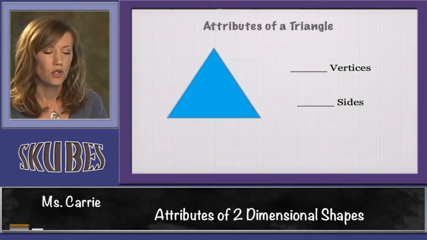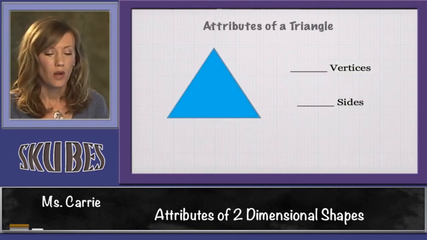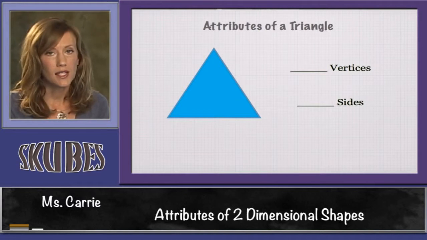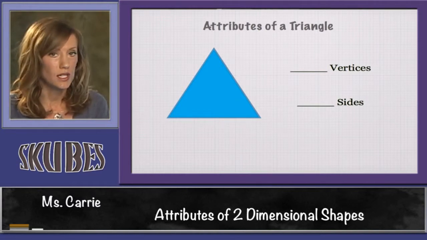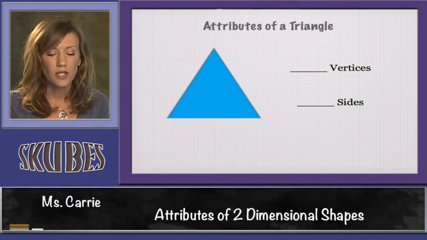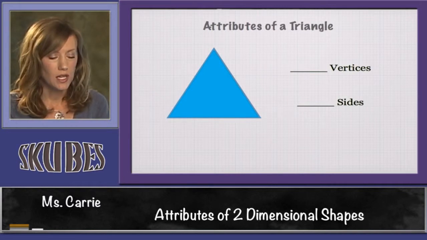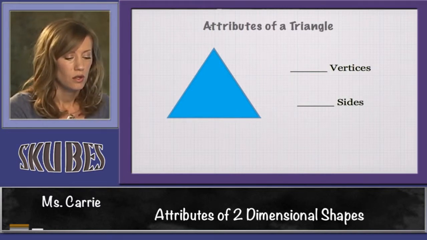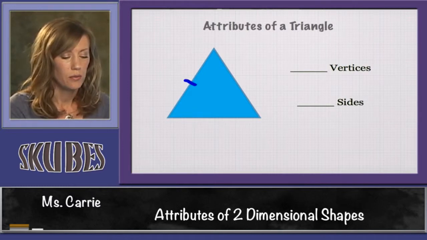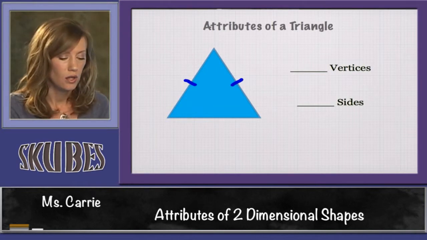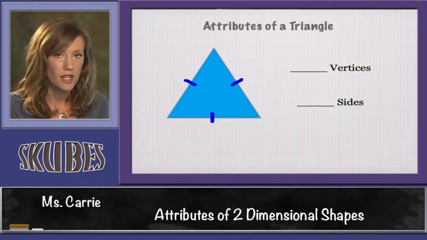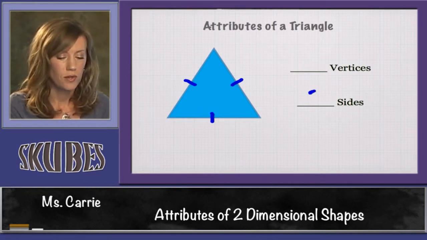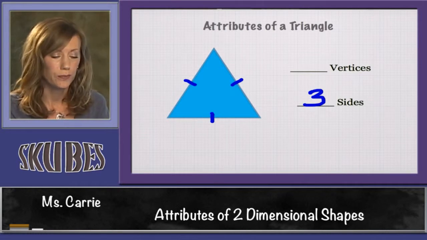Let's talk about the triangle first. And we're going to talk about how many sides they have and how many vertices they have. Let's start with the sides first because that's a little bit easier. Sides on a triangle would be right here. That would be one of the sides. We have another side here, and then we have a third side here. So we have three sides on a triangle.